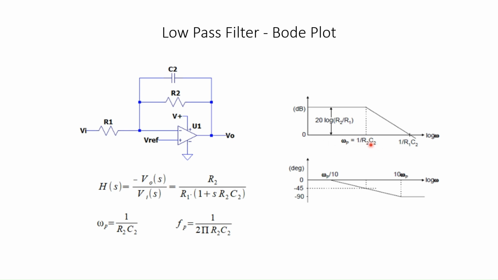As you can see, till the corner frequency, your input voltage passes to the output without any attenuation, and beyond 1 over R2 C2, the output voltage will be attenuated. So to filter a waveform above 1 over R2 C2, the first order filter is used.